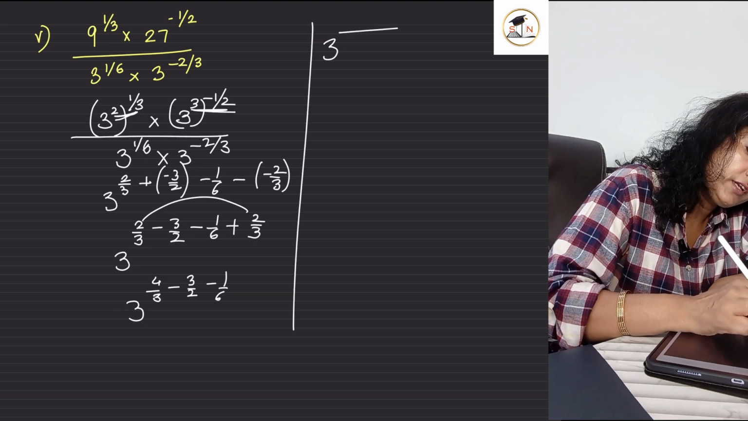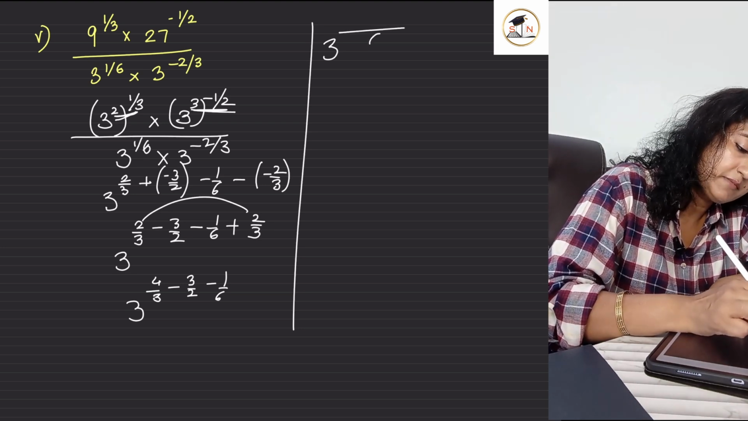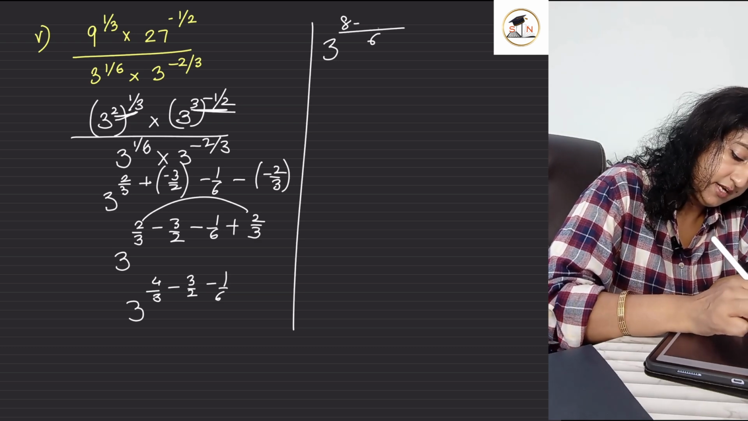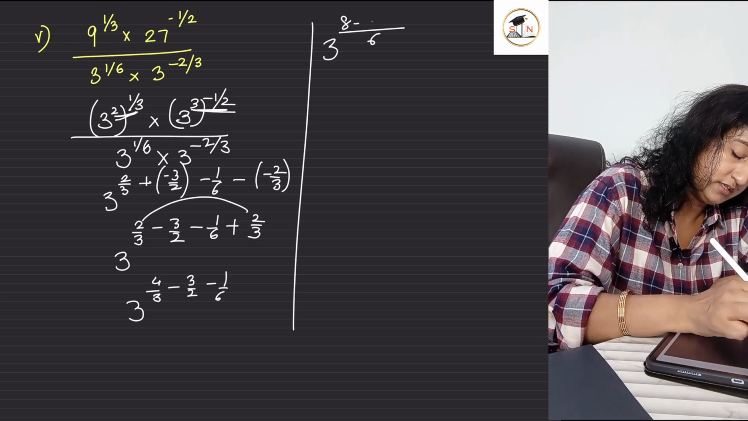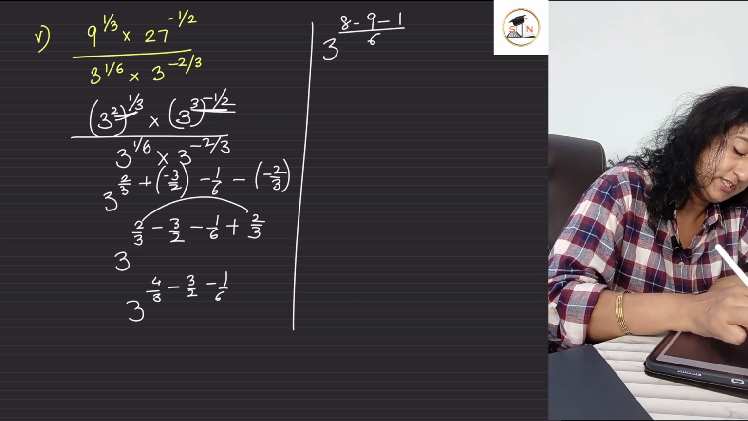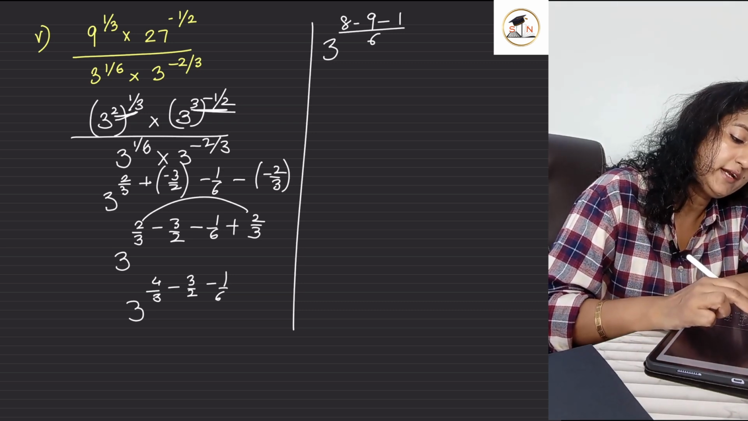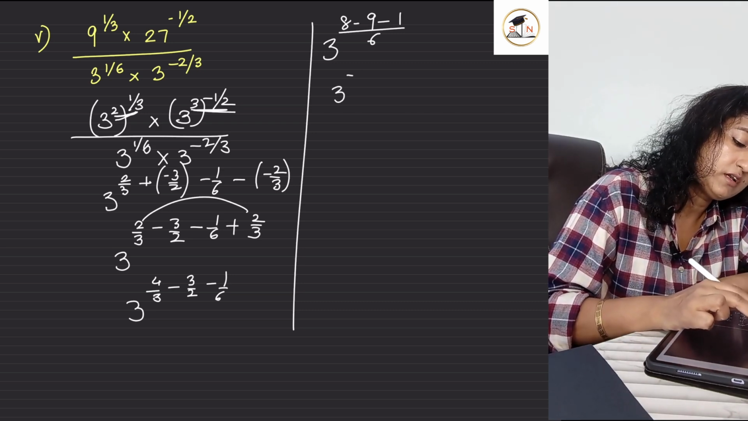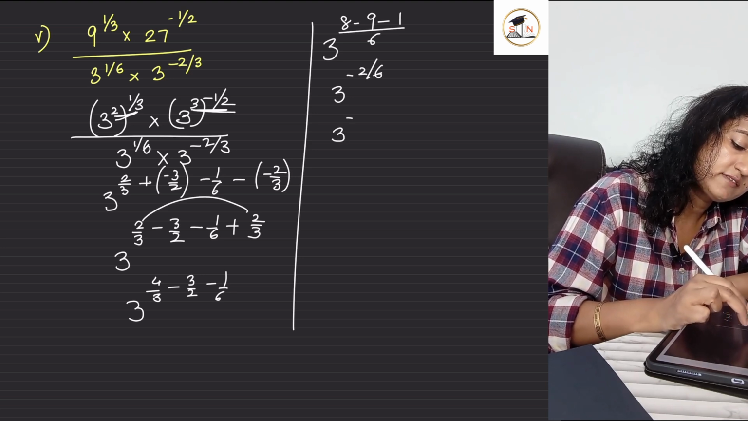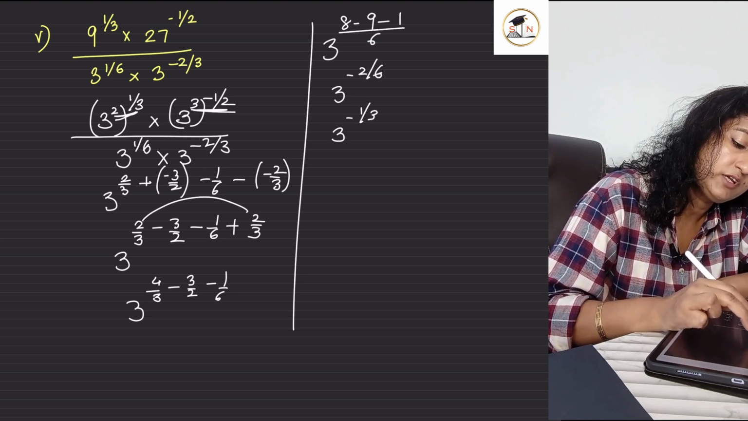So what we have, 3 having a power and the LCM is 6. So what we get is 4 2s are 8 and 2 3s are... 3 3s are 9 and the last it's just -1. So what we get over here is 3 to the power -2 by 6, right? That gives me 3 to the power -1 by 3.